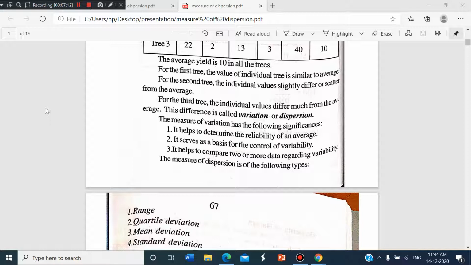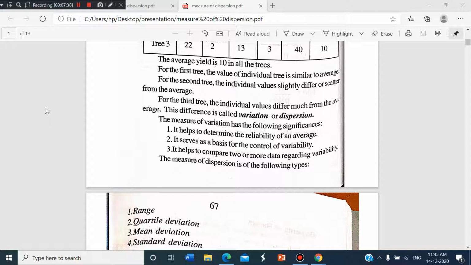Understanding the variation helps to determine the reliability of an average. Many times an average may be there, but it may not be reliable. So it has to determine the reliability of the average. And of course, it also serves as a basis for the control of variability.